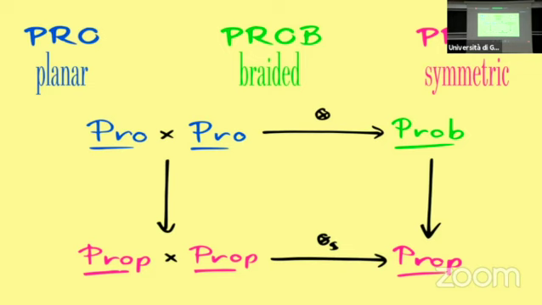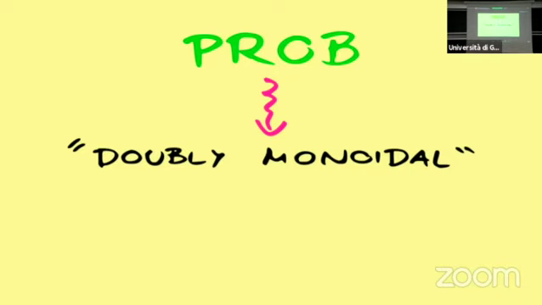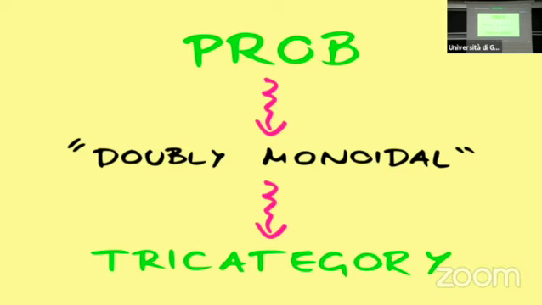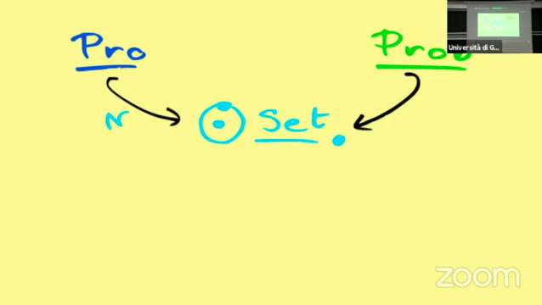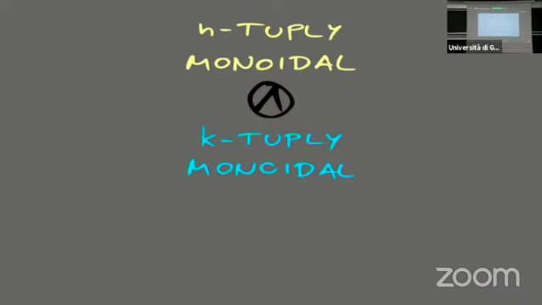Now, if you are familiar with the periodic table of n-categories, a pro as a singly monoidal theory corresponds to a bicategory with one zero cell, but a prop as a doubly monoidal theory corresponds to a tricategory with a single zero cell. Using this idea, we can define embeddings of pros and props into pointed diagrammatic sets. What I proved is that the external product of pros arises as a low-dimensional truncation of the smash product of their embeddings. More in general, the idea is that the smash product of an n-tuply monoidal theory with a k-tuply monoidal theory produces an (n+k)-tuply monoidal theory.